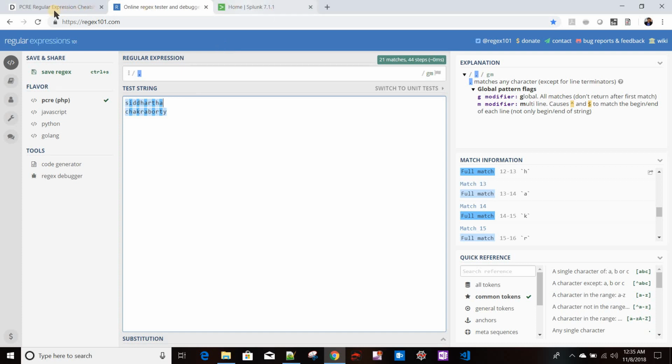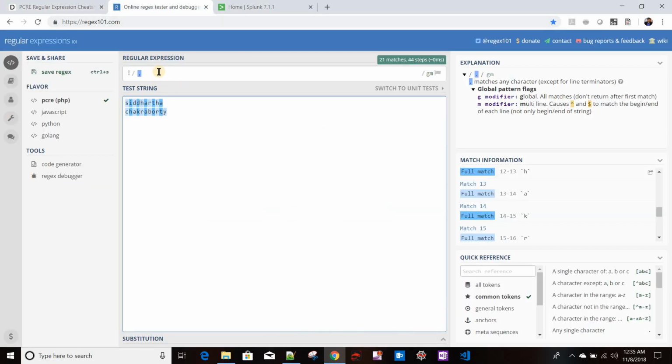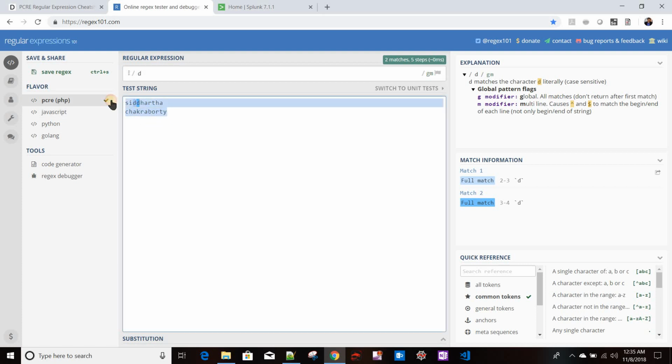Now let's move on. If I just give any character, let's say D, it will match that particular character. Now how it matches, let's discuss this first. At the granular level, for any regular expression you give, the regular expression engine tries to apply that expression on the string you have provided.